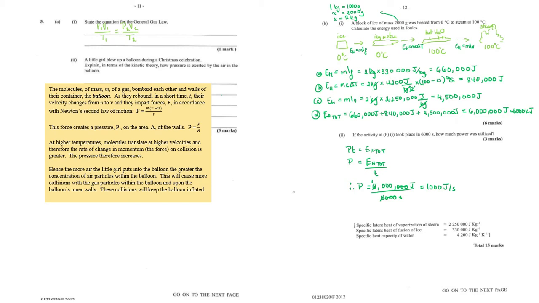So the molecules of mass m of a gas bombard each other and the walls of their container, which in this case is the balloon. As they rebound in a short time t, their velocity changes from initial velocity to final velocity, and the impact force is F in accordance with Newton's second law of motion. F equals m times the difference in final minus initial velocity divided by time. This force creates a pressure P on the area A of the walls, P equals force over area.